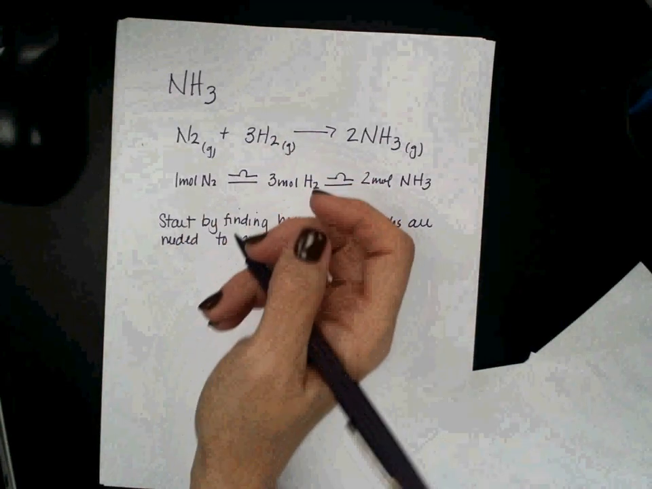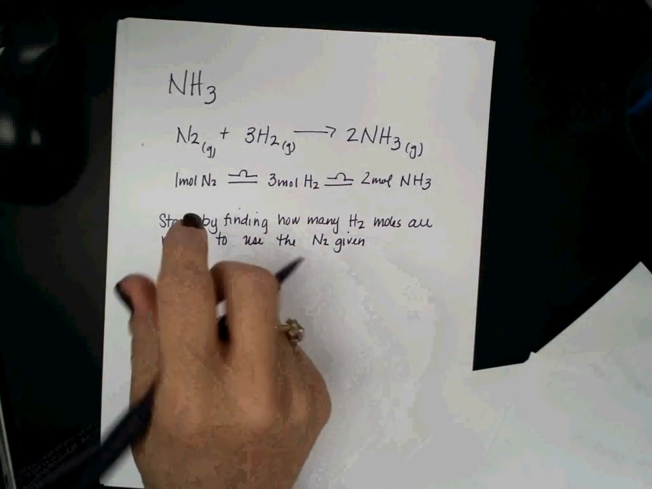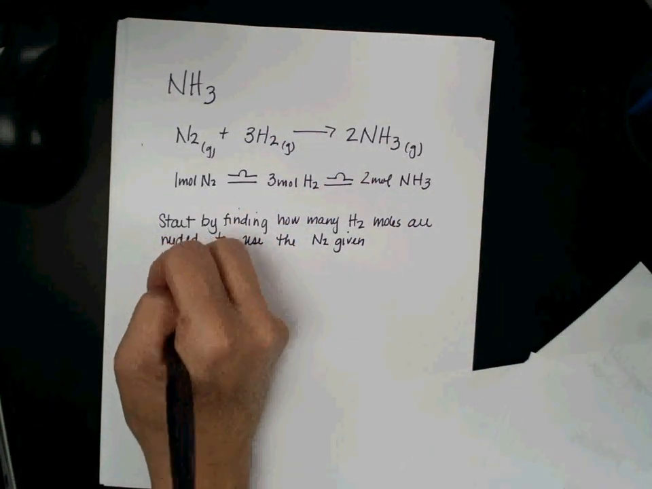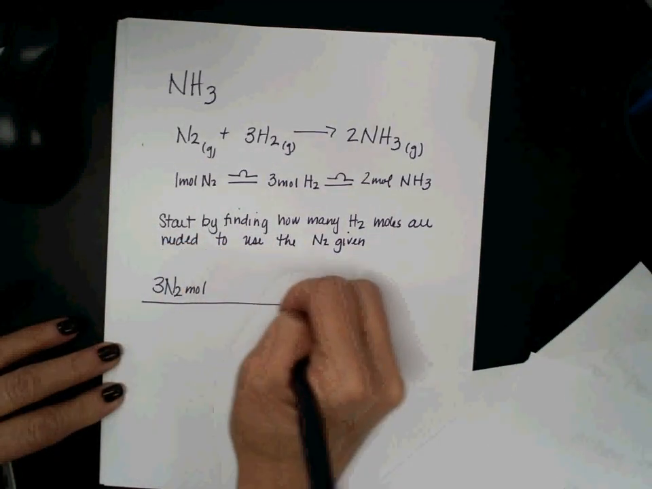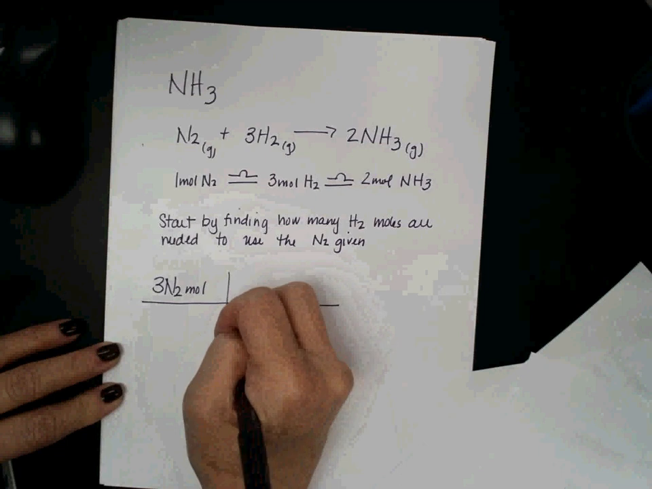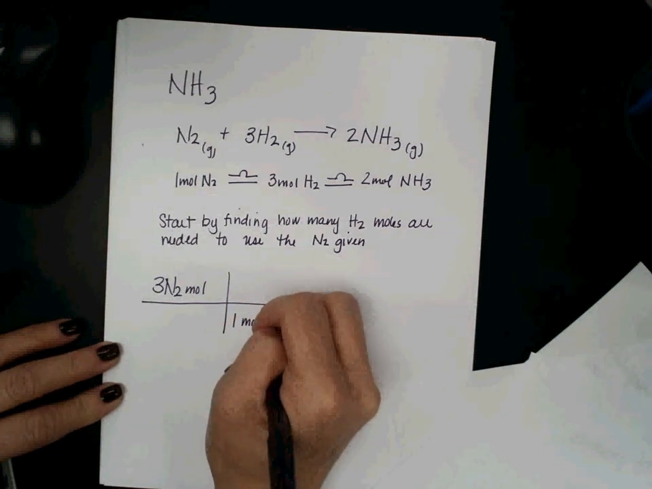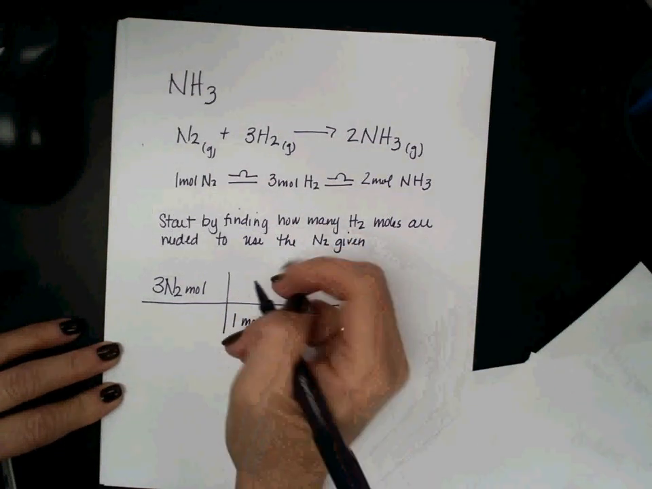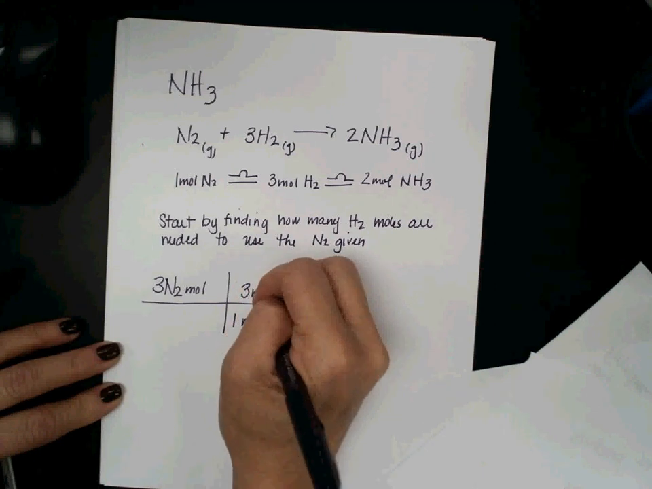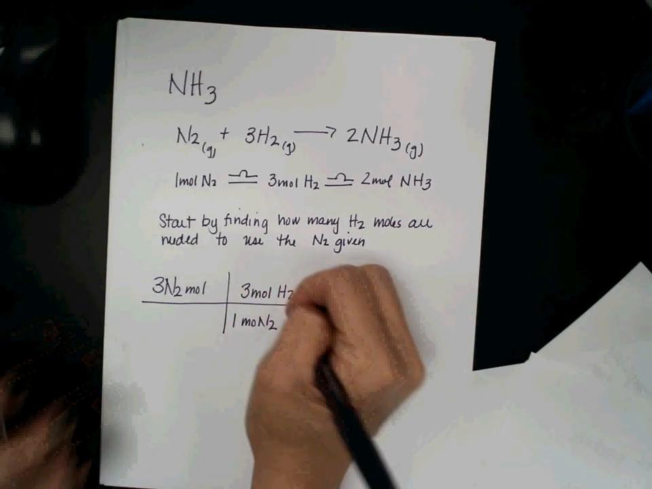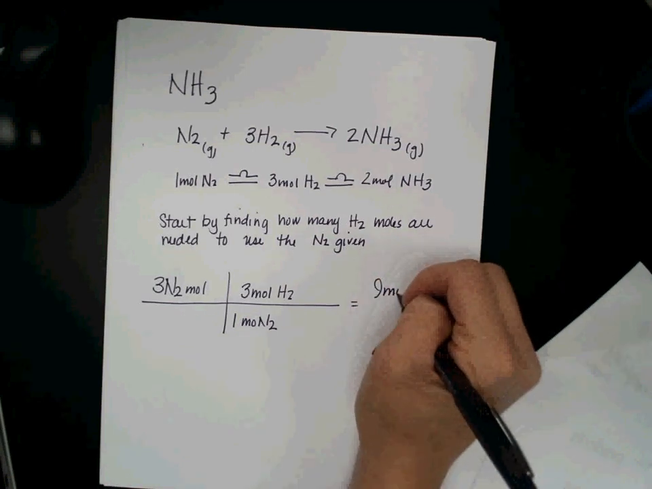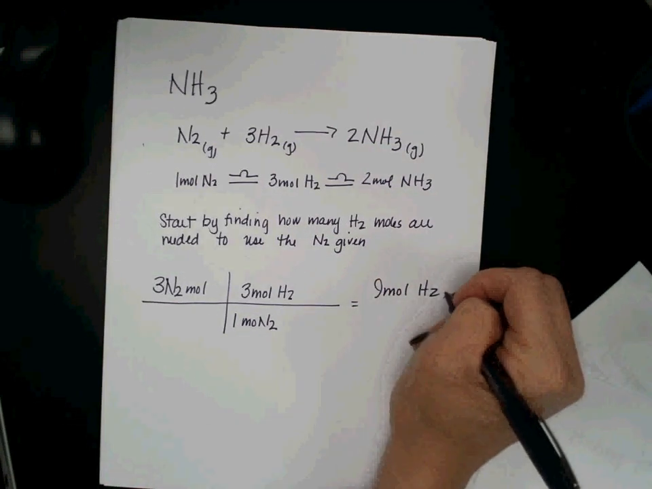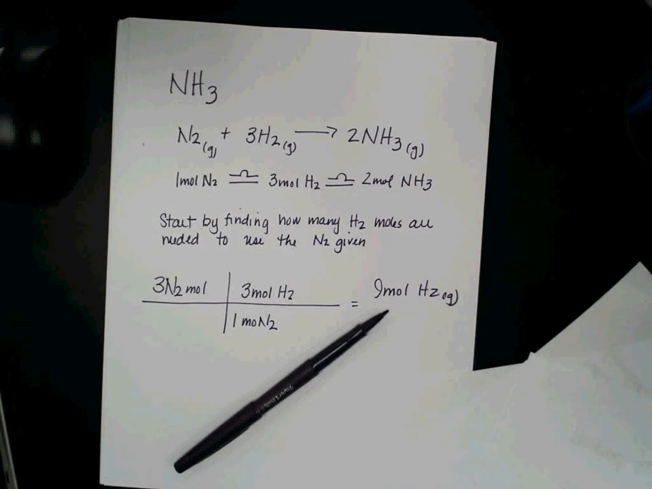So I have, in my problem I was given 3 moles of N2, correct? Alright, I'm going to use my stoichiometric equivalency. In my problem I have 1 mole of N2 for every 3 mole of H2. Is that right? Yes. Which means I need 9 mole of H2 gas to react with the 3 moles of nitrogen gas.